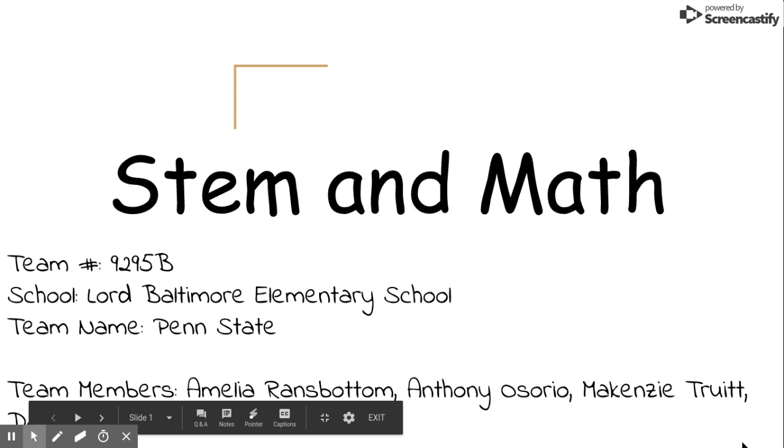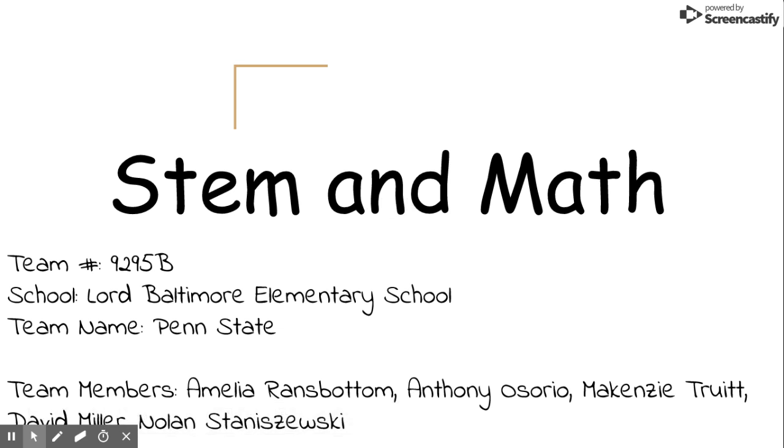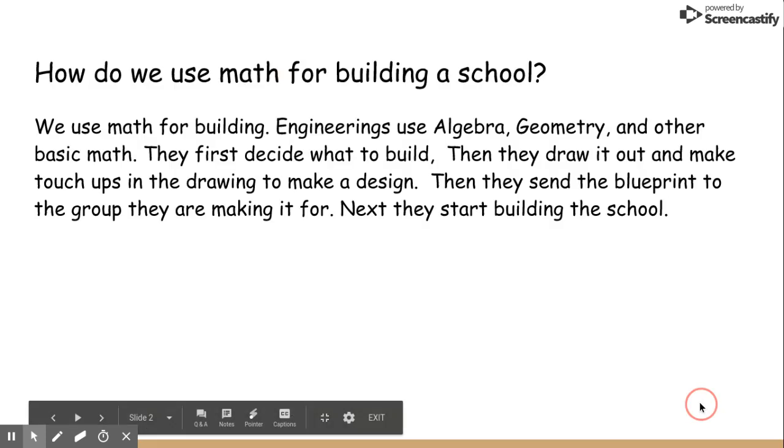This presentation is about how STEM and math helps us build our dream school. Our team number is 9295B. Our school name is Lord Baltimore Elementary. Our team name is Penn State. Our team members are Amelia, Anthony, Mackenzie, David, and Nolan.